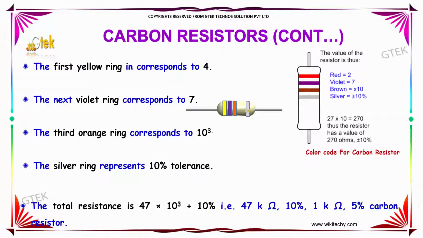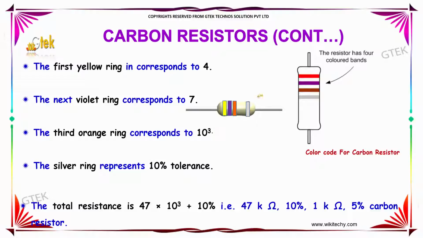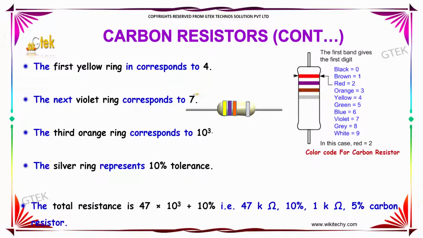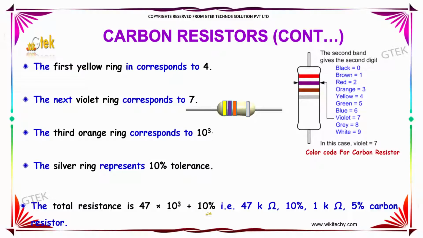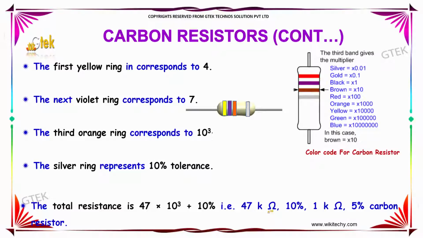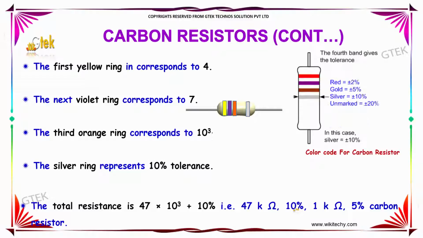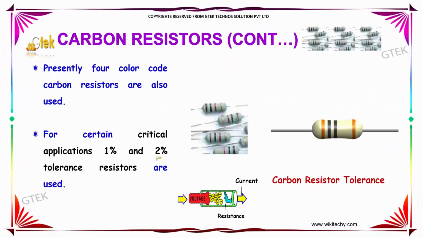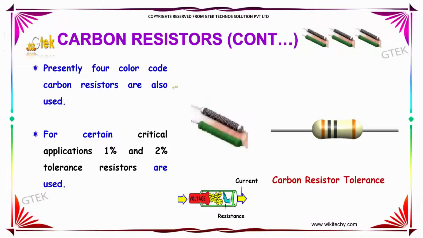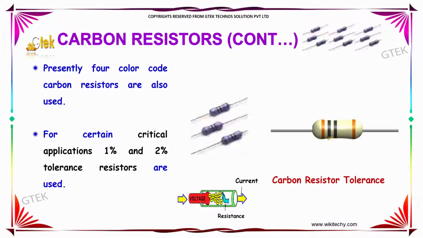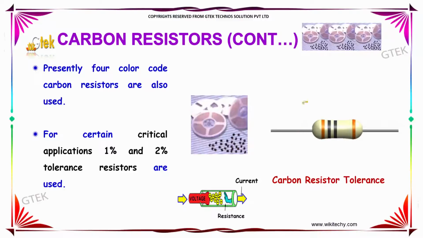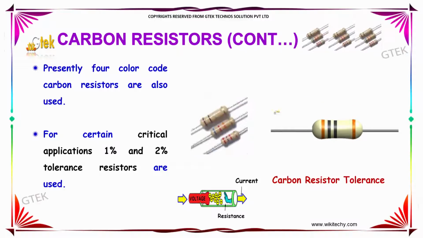So the total resistance of this particular resistor is 47 into 10 power 3 plus or minus 10%. It's the tolerance. So 47 kilo ohm with a 10% tolerance. That's how we are able to identify the value of the resistor. As indicated, presently 4 color code carbon resistors are used predominantly in the industry. For certain critical applications, 1% and 2% tolerance resistors are used.